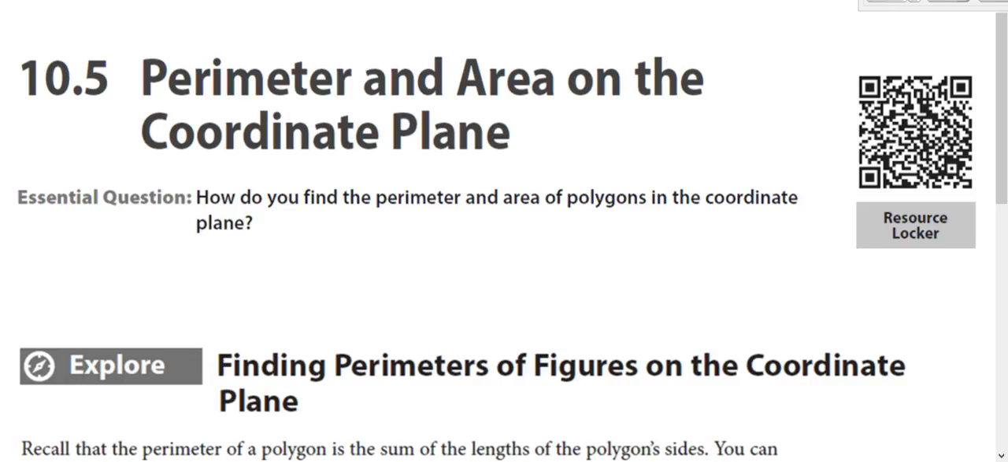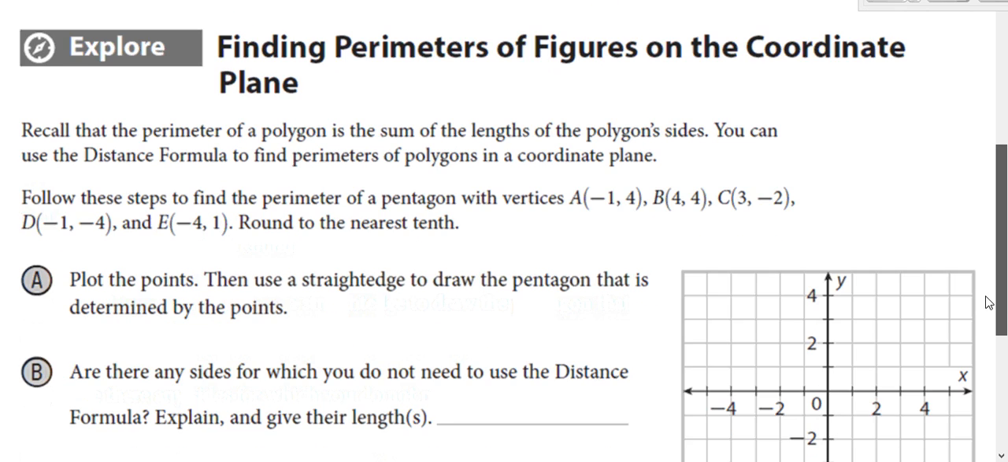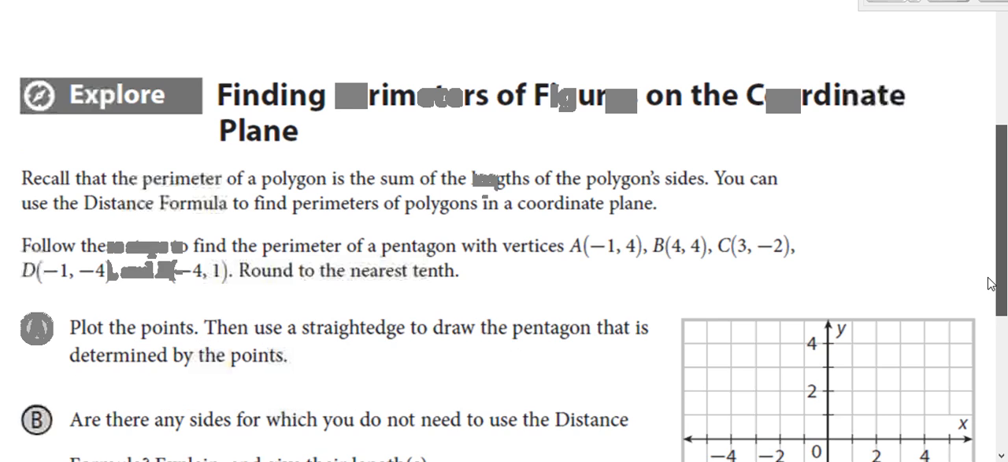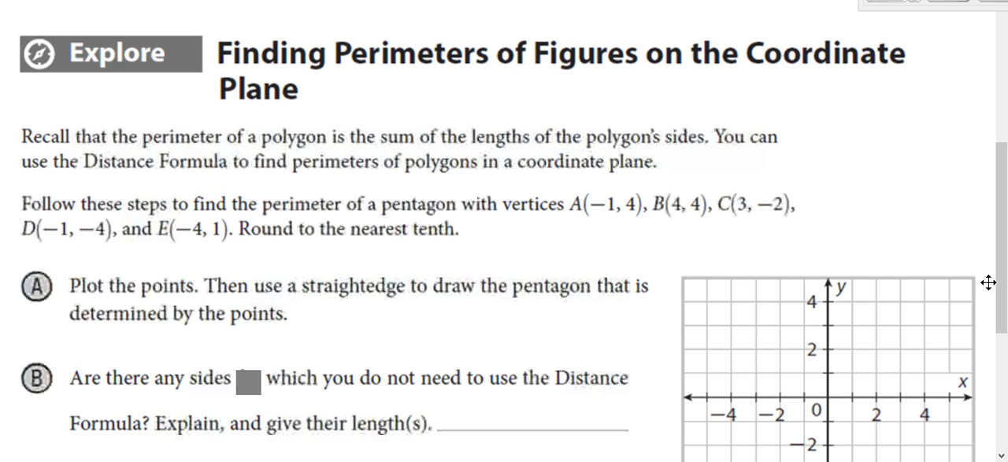So if you think about it in terms of like a yard or a field or something like that, perimeter will be the fence around the field. Area will be how much grass there is. So when you're doing that in the coordinate plane, we're going to be using distance formula to get all the side lengths added up. That would be the perimeter.